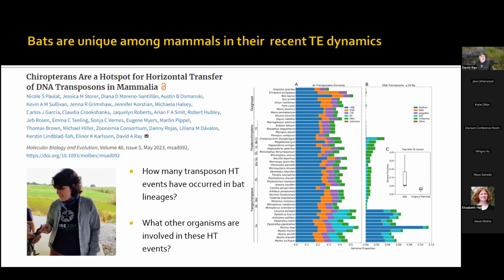All right. So real briefly, I want to go through just one or two more stories about the way that this works. Like I said, we can't just say that chiropterans, bats, have more DNA transposons. We need to actually investigate and figure out how that happens. So this is Nikki. She's another graduate student. She should be finishing up this year. And she wanted to know how many horizontal transfer events have occurred for DNA transposons in bats compared to other mammals, and what other organisms are involved in those horizontal transfers.